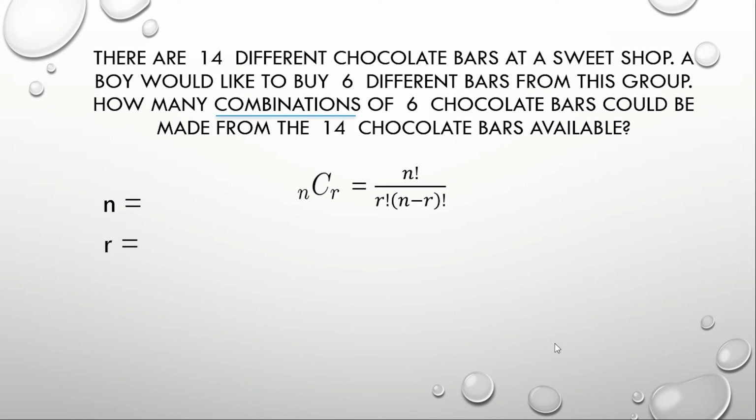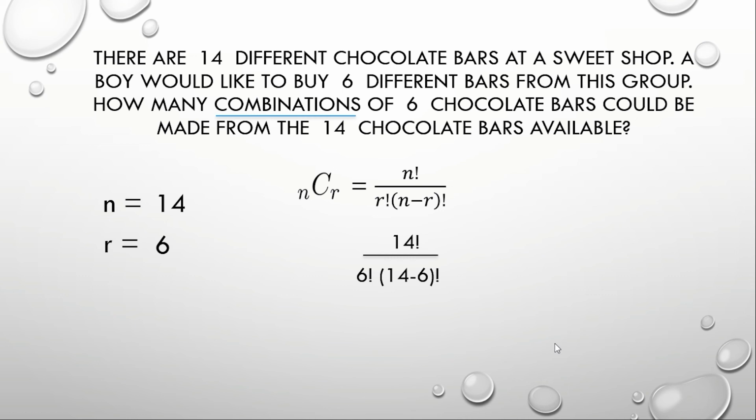Since the total number of the objects in our problem is 14 different chocolate bars, the value of N is equal to 14. And a boy would like to buy 6 different bars from this group. So our R is equal to 6. And by using substitution, we need to substitute the value of N and R in our formula. So we have 14 factorial all over 6 factorial multiplied by 14 minus 6 factorial.